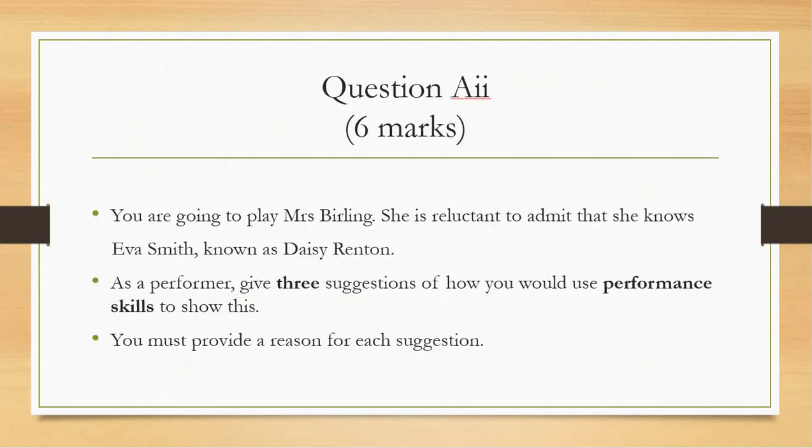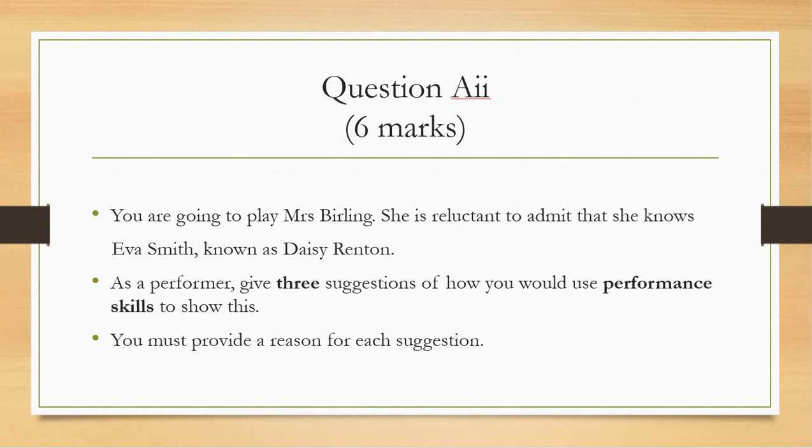Which brings us on to question A2. This is 6 marks, so 2 extra marks in this question. So we have to do a little bit more. I prefer this question. We get more freedom on it. So you are going to play, and we'll stay with An Inspector Calls, Mrs. Birling. She's reluctant to admit that she knows Eva Smith, known as Daisy Renton.